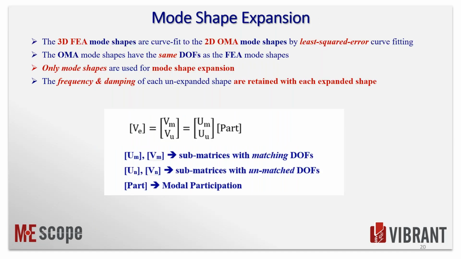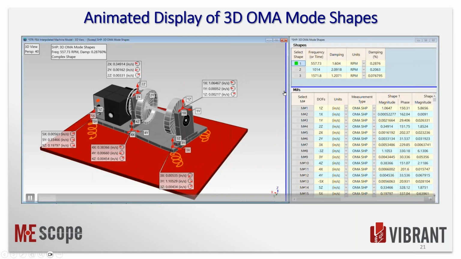So here's a little more math showing how that works in MEscope, and this is all in a shape table, a couple of commands that we call mode shape expansion. The 3D mode shapes are curve fit in a least squared error, and the FRF curve fitting is all least squared error curve fitting also, so no difference there. And again, we use the frequency and damping that we got from the video to label the frequency and damping of each expanded mode shape. So here's the result.